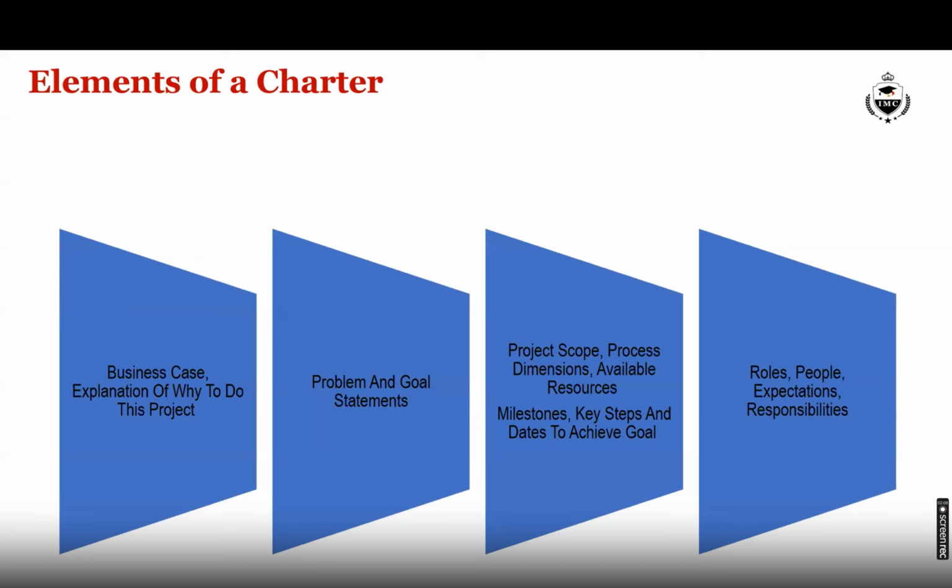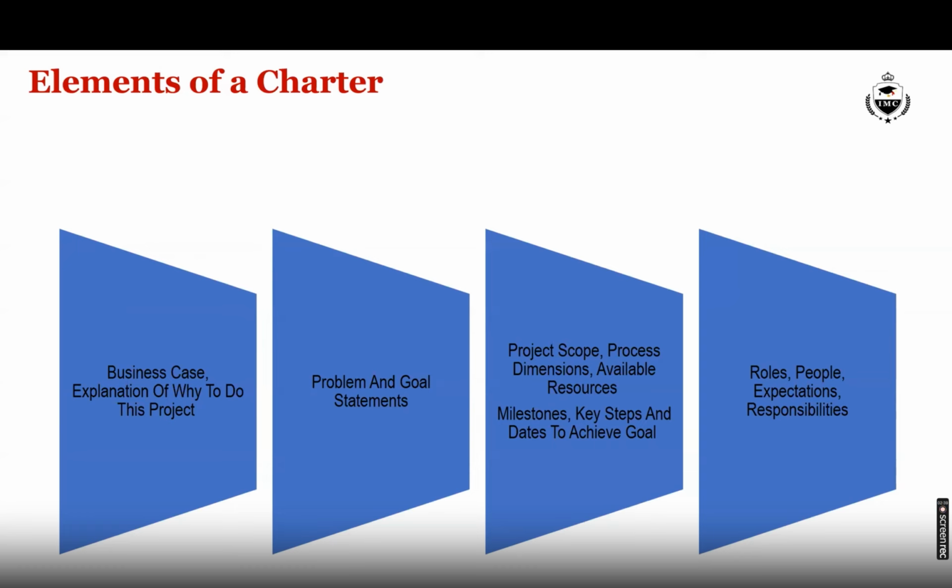The next block talks about the problem and the goal statement. Now, the problem and goal statement should be specifically talking about what is the problem because of which we are doing a Six Sigma project and what is the goal that we want to attain. The goal ideally should relate to the upper and the lower specification limits or the CTQ that we had discussed in our earlier module.